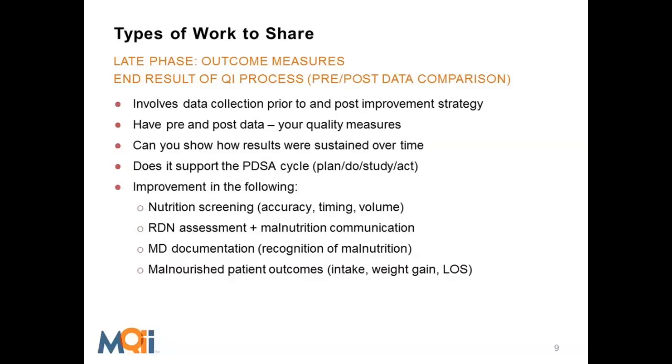And there are just some examples I have listed here on the slide of different things that you may take into consideration that have shown your QI improvements, whether it be with regard to the nutrition screening, your RDN assessment and how they communicate malnutrition recognition to the physicians, the physician documentation, and last but not least, this is probably most important, the patient outcomes. What have you been able to impact, whether it be an increase in intake, weight gain, length of stay, or anything that relates to patient outcome indicators?